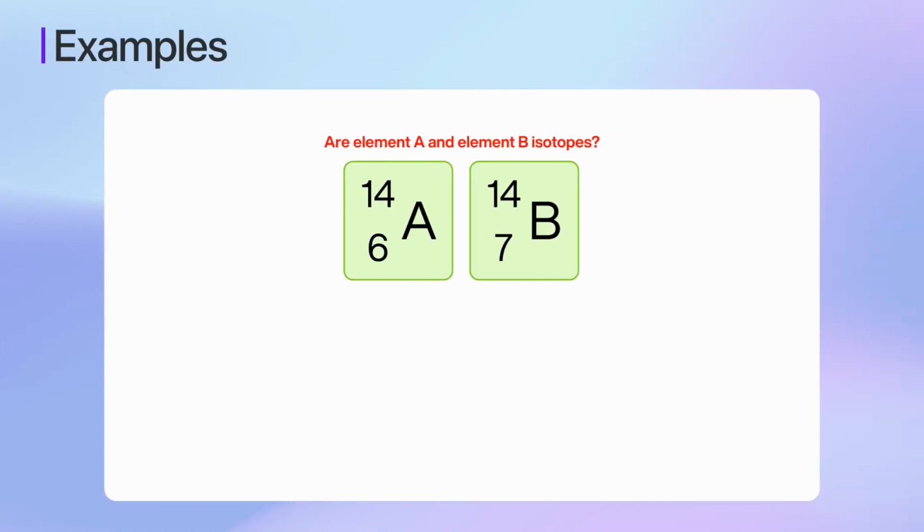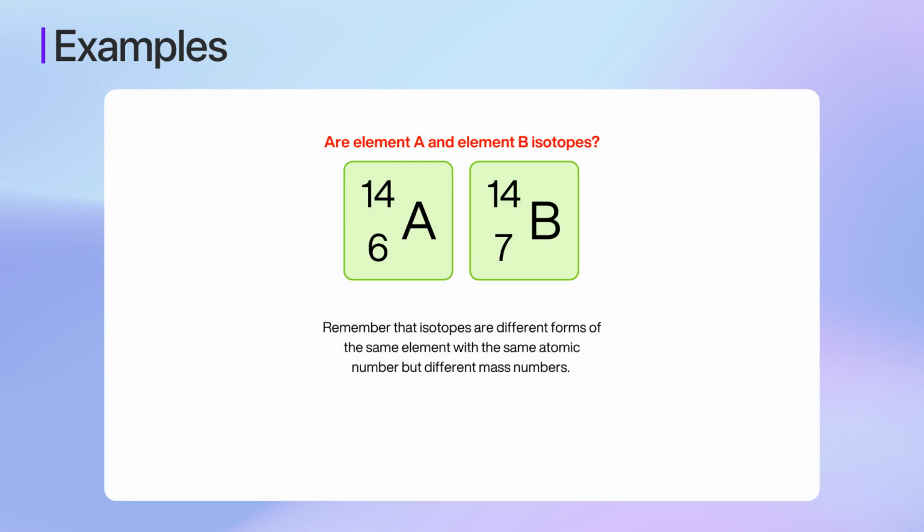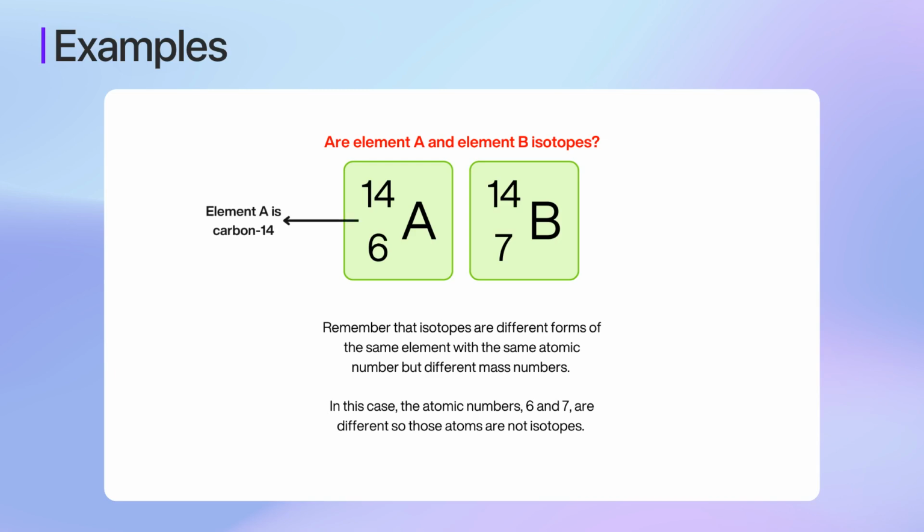For our third example, we need to figure out if element A and element B are isotopes. Remember that isotopes are different forms of the same element, with the same atomic number but different mass numbers. In this case, the atomic numbers 6 and 7 are different, so those atoms are not isotopes. In fact, element A is carbon-14, while element B is nitrogen-14.